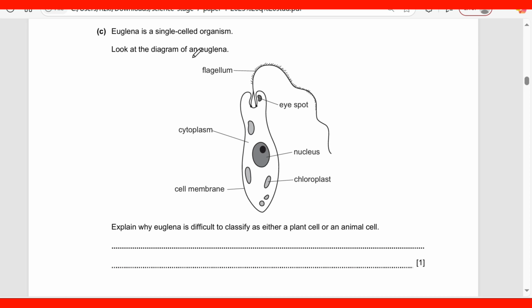Euglena is a single-celled organism. Look at the diagram of a euglena here: flagellum, eye spot, nucleus, chloroplast, cell membrane, and cytoplasm. Explain why euglena is difficult to classify as either a plant cell or an animal cell.